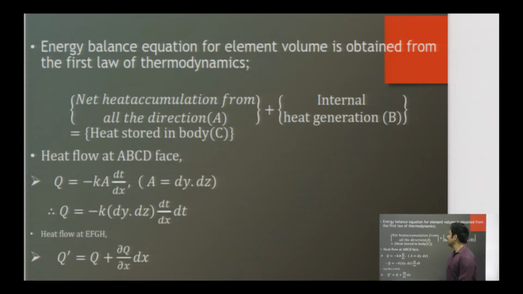So here look at it: net heat accumulation from all the directions is taken as the A element, plus the internal heat generation, I have already told you, that is Eg, the B element, and the heat stored in the body, C. So heat stored in the body, I will discuss it later on. What do you understand by heat stored in the body? Basically it is the rate of change of internal energy.